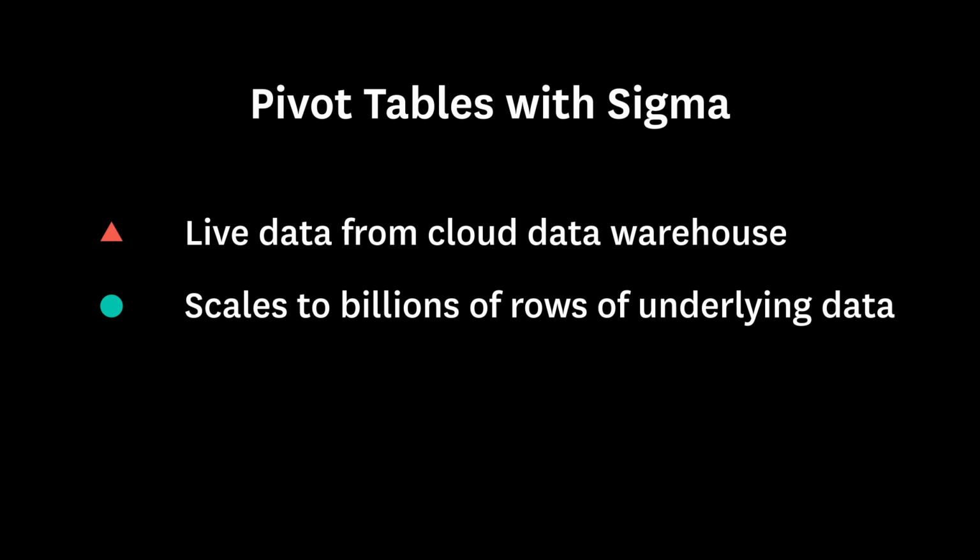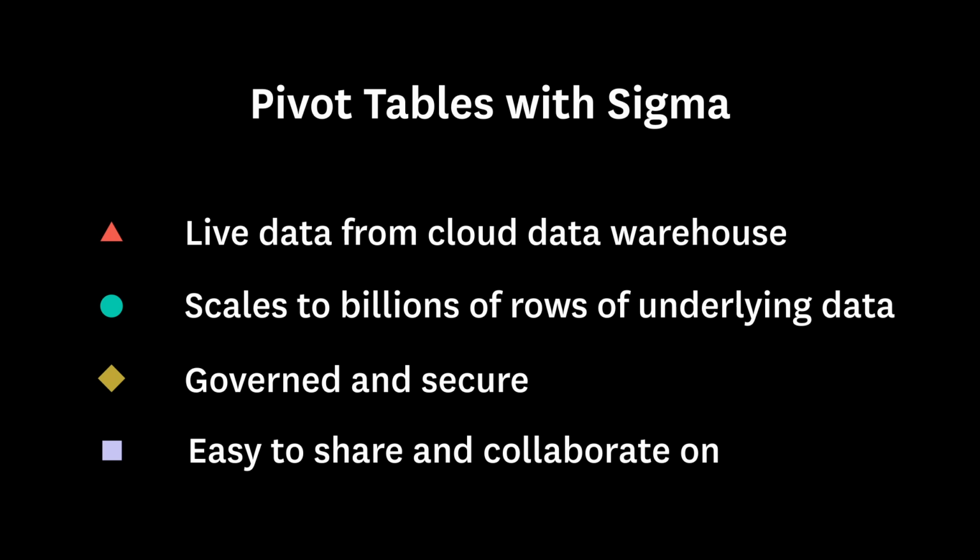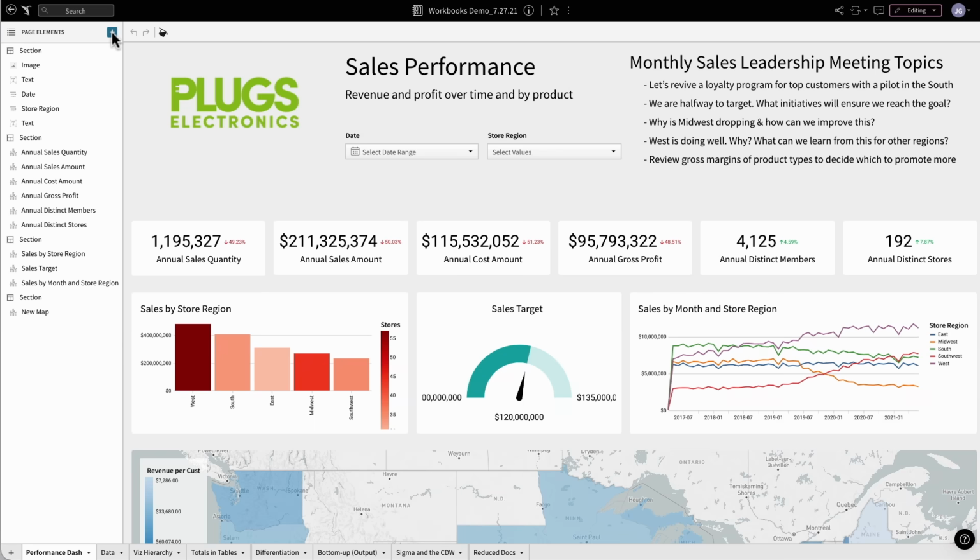Since these pivot tables use data that remains in the cloud, they are governed and secure and can also easily be shared and collaborated on with others. Local spreadsheets or data extracts cannot offer these capabilities. This retailer wants to analyze annual sales and gross margin percentage by store region and product type in a pivot table and then add it to this dashboard.